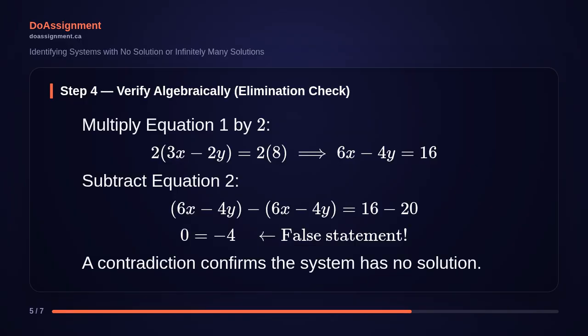We can double-check this algebraically. Multiplying the first equation by 2 gives 6x minus 4y equals 16, but the second equation says 6x minus 4y equals 20. Subtracting them gives 0 equals -4, which is never true. This contradiction confirms there is no solution.